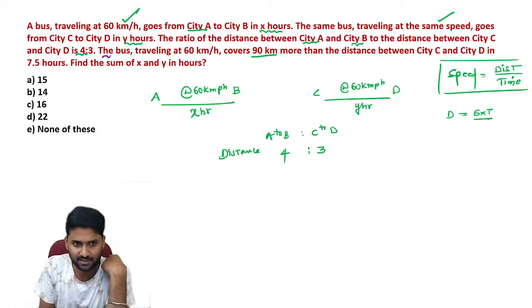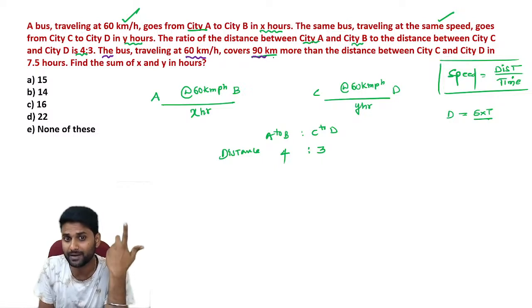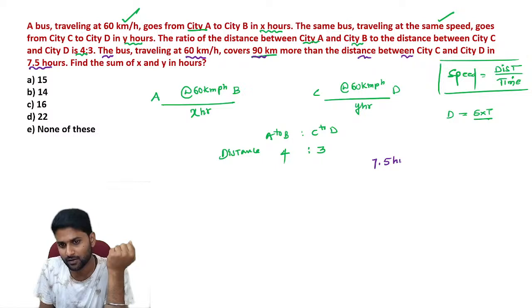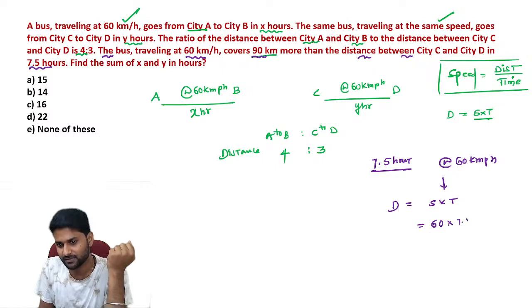This is the comparison. The bus traveling at 60 km per hour covers 90 kilometers more than the distance between C and D in 7.5 hours. In 7.5 hours at a speed of 60 kilometers per hour, how much distance do they cover? Distance is equal to speed into time. So 60 into 7.5: 420 plus 30 is exactly equal to 450 kilometers.